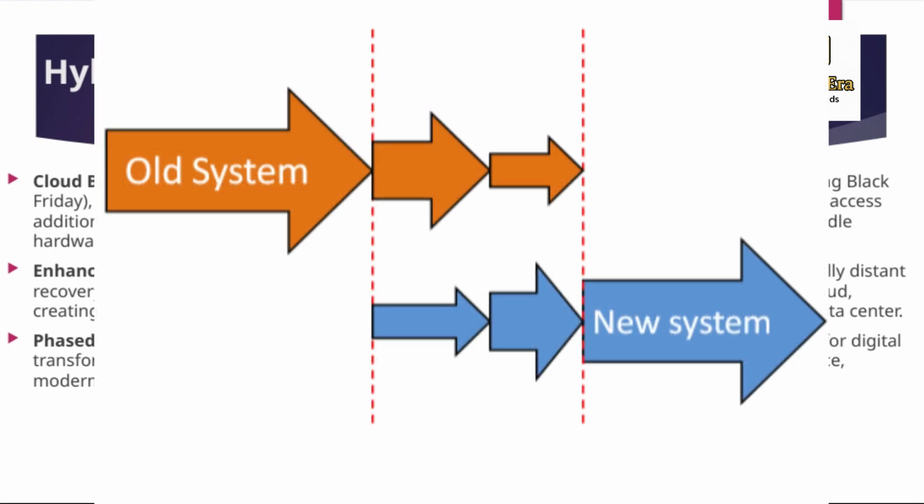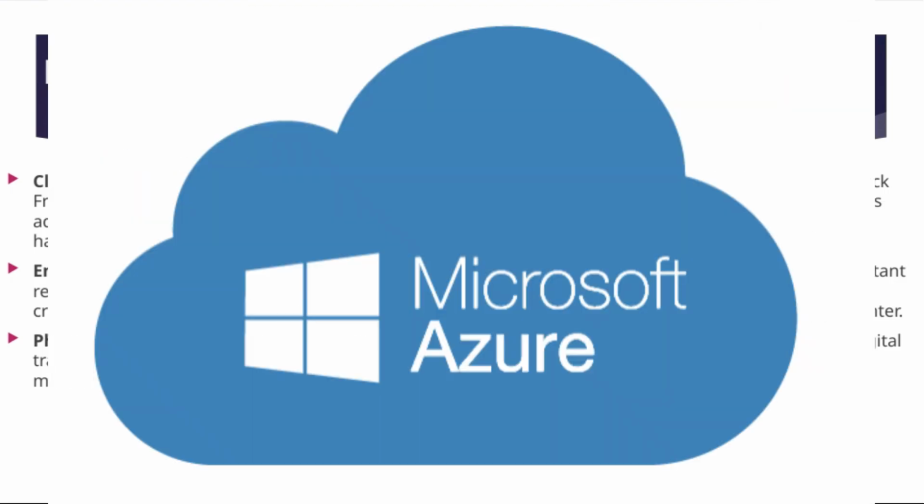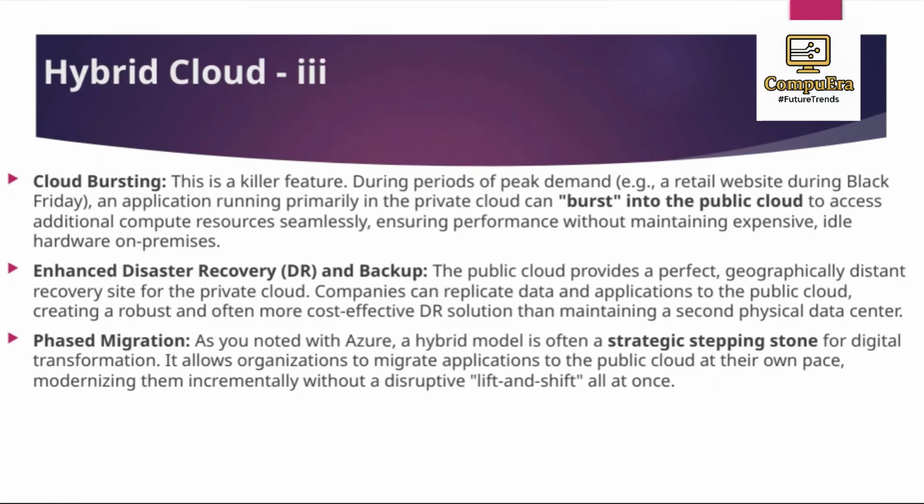Finally, there's phased migration. As we've seen with Azure, adopting a hybrid cloud model is a strategic step in digital transformation. It allows organizations to migrate applications gradually, at their own pace. This way, you can modernize your systems incrementally instead of trying to do everything all at once with a disruptive lift-and-shift. It's a flexible approach that reduces risk and helps ensure a smoother transition to the cloud.